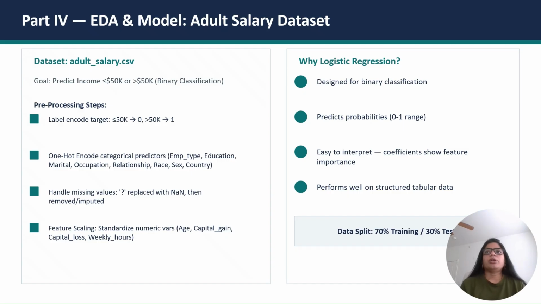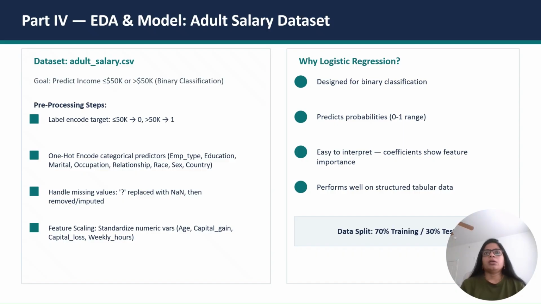Here I'm going to discuss why we have chosen logistic regression. Logistic regression is basically an algorithm designed for binary classification. It also predicts probabilities in the range between 0 and 1. And with logistic regression, feature interpretation is easy. The coefficients show how much importance each feature has, so the interpretability of the model is very good. Also, logistic regression performs very well on structured tabular data.